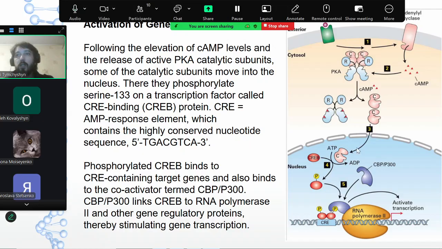So here you see how that works. How CREB is activated, that is performed in the nucleus. Activated CREB, here you see CBP/P300, and everything that links RNA polymerase to that CREB binding site, and that activates the transcription. Good.